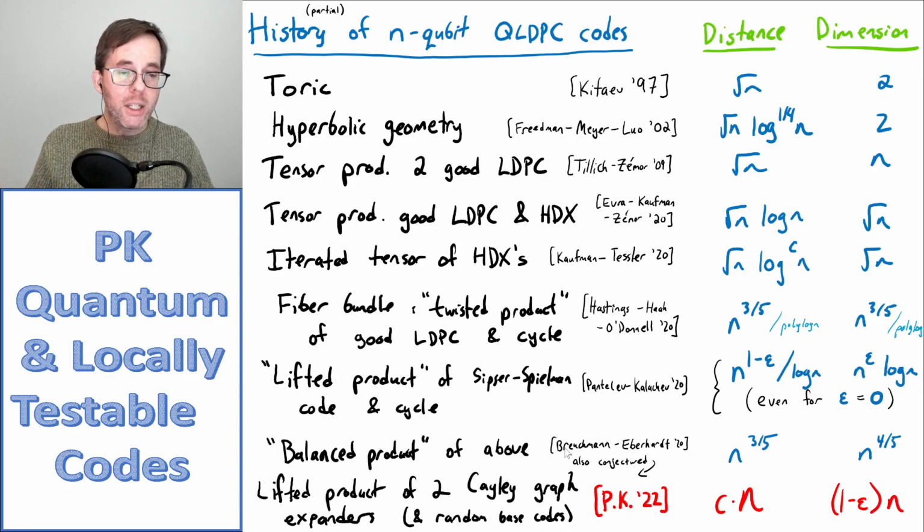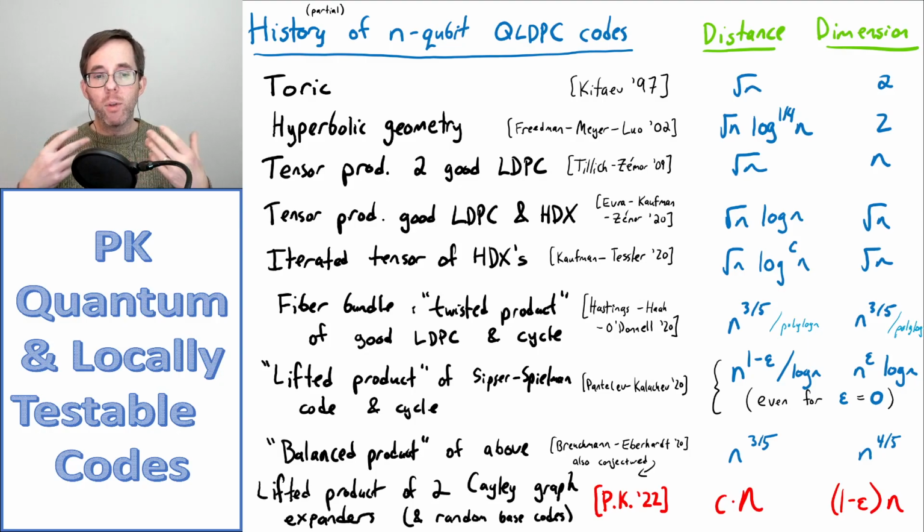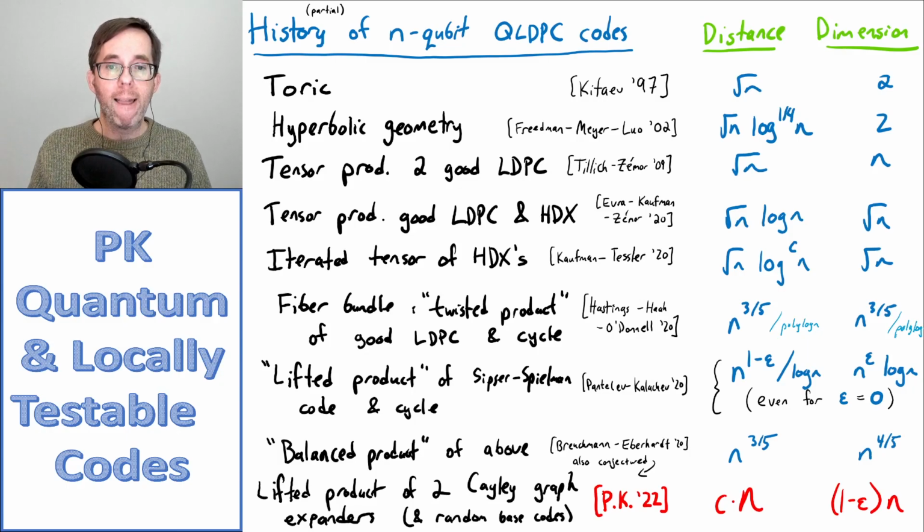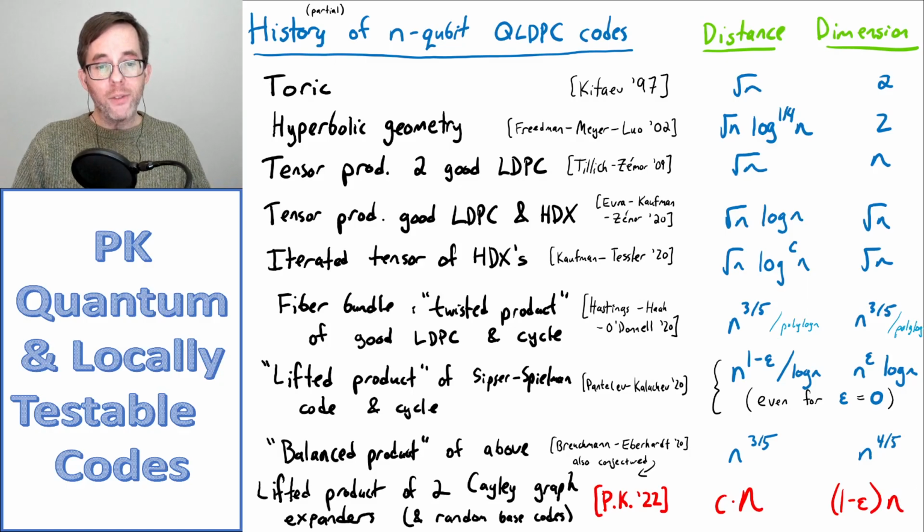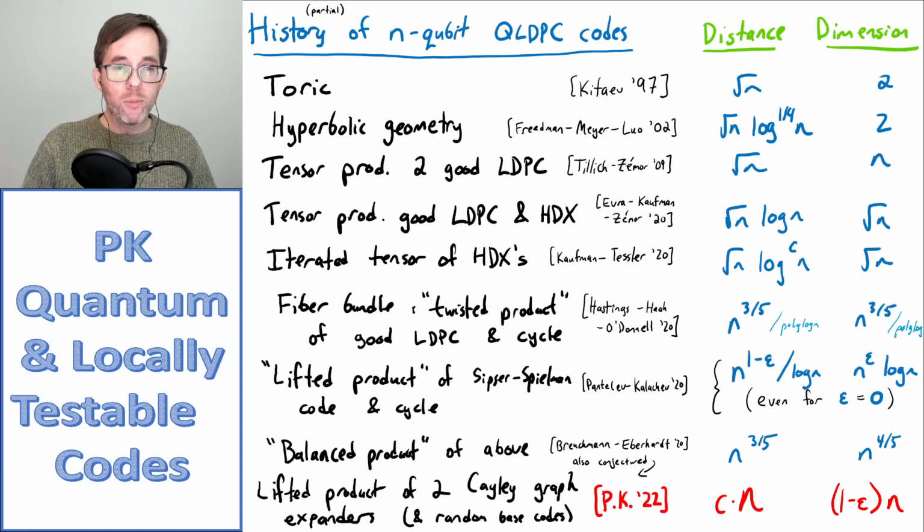And as I'll now try to explain to you, their construction was some kind of lifted product of two Cayley-graph expanders together with some random base codes, some Sipser-Spielman type codes, where the base codes have some special property. And not only do they get linear distance and linear dimension, but they can even make the dimension arbitrarily close to n, which is even awesomer. Okay, so this result is what I want to basically state for you in the rest of this presentation.